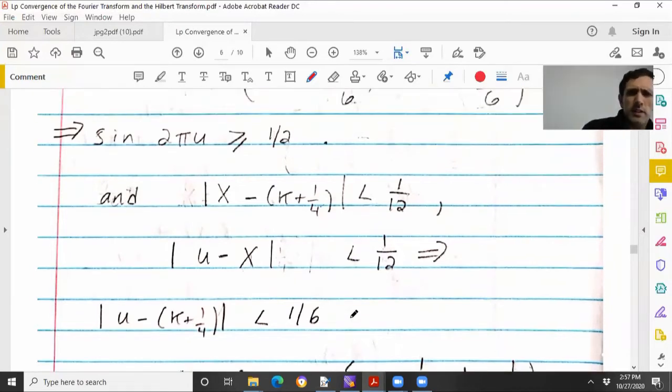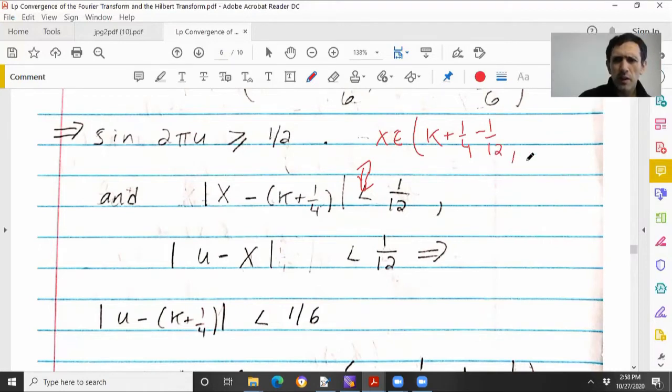Okay. Well, what is this here? Well, this is fairly trivial. I always like to think in terms of absolute values and then translate to inequalities, or translate to balls, same thing. That to me is just the easiest way to do these kinds of things, but it's up to you how you do them. Right, so this means x is in k plus 1/4 minus 1/12, k plus 1/4 plus 1/12.